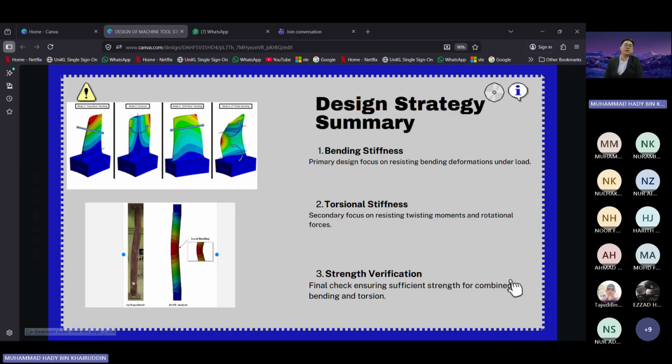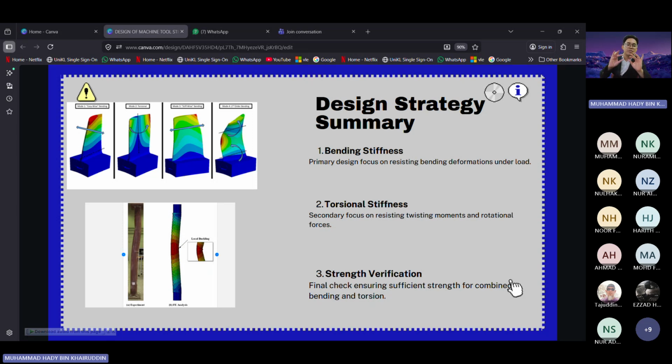Then when we go to the design strategy summary. When we start a new machine to design, our primary focus is always bending stiffness. Why? Because most forces in a machine, the weight of the heavy carriage, the downward pressure of the spindle, are trying to sag or bow the structure. If your bed or column bend, even a fraction of a millimeter, your tool won't hit the target.